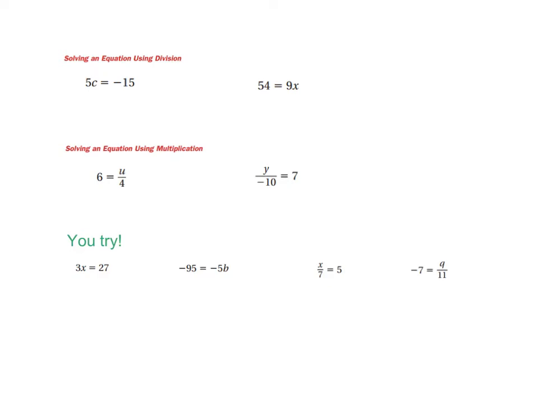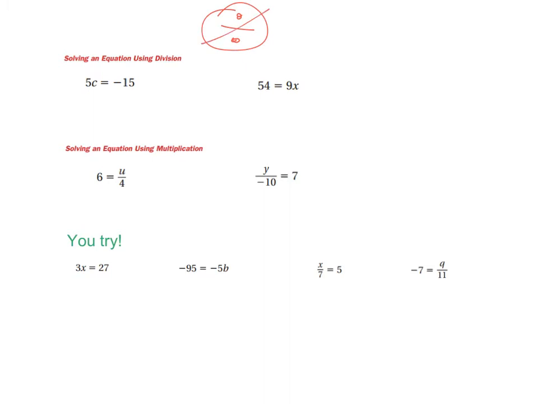All right, now let's look at the inverse operations to multiplication and division. Here I have 5c equals negative 15. This operation here between the 5 and the c is multiplication. The inverse operation is division. And here's how we show division. Do not, under any circumstance, use the division symbol. It's not allowed in algebraic equations.